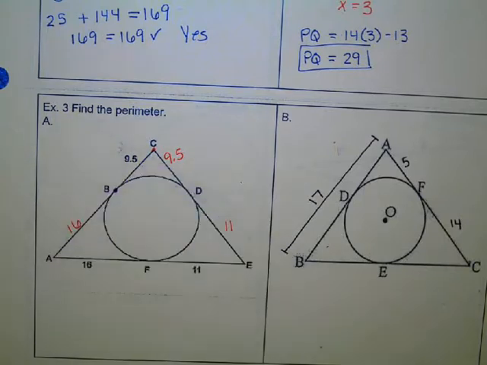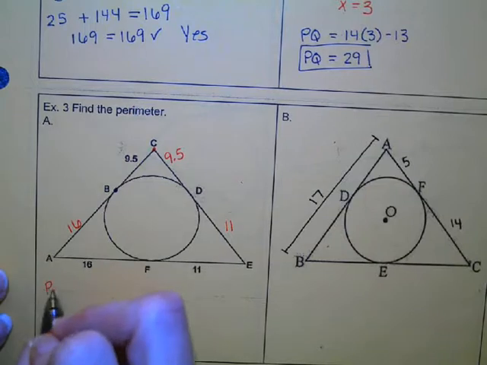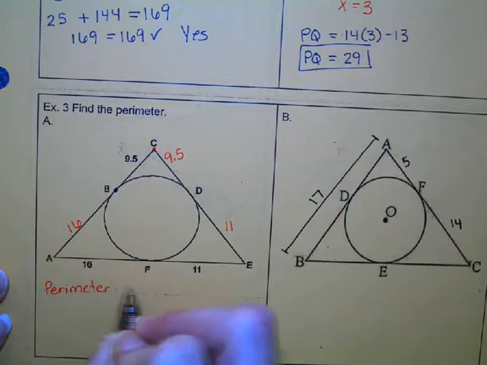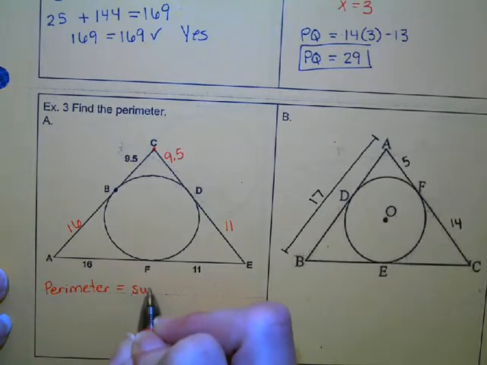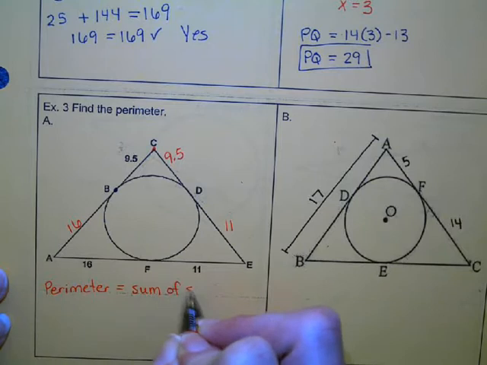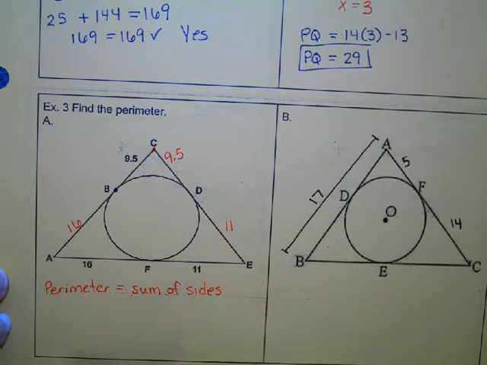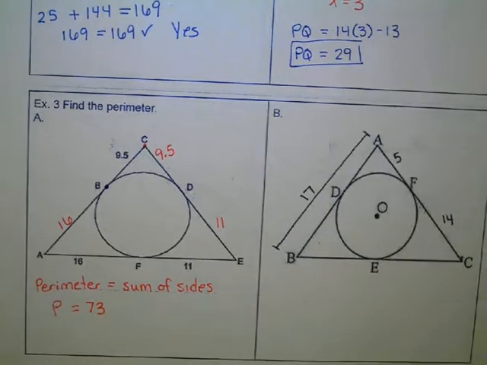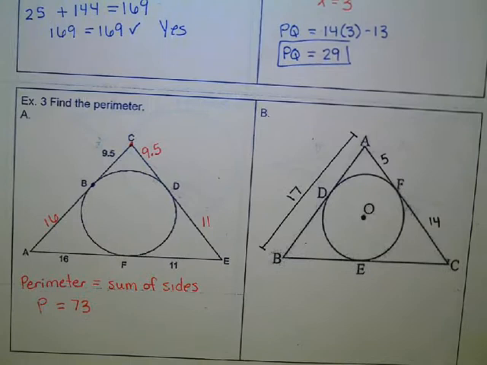Now to find the perimeter, you just add up all your numbers on the sides. So add up your sides. And I got 73. There's no units, so you don't have to worry about units. You just put 73.